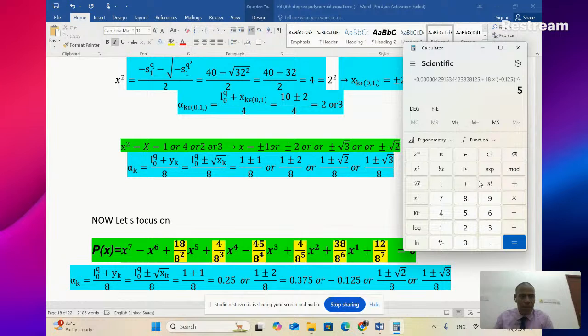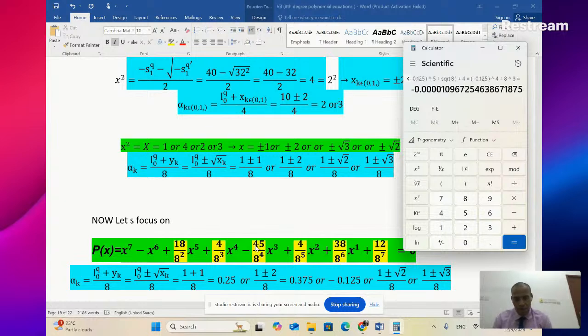Then divided by 8 squared, I will write 8 squared. Okay. Then we have plus 4 multiplied first by the root, which is negative 0.125. Close this one, then raise it to the power 4, divided by 8 cubed, divided by 8 raised to the power 3. Okay, equal.